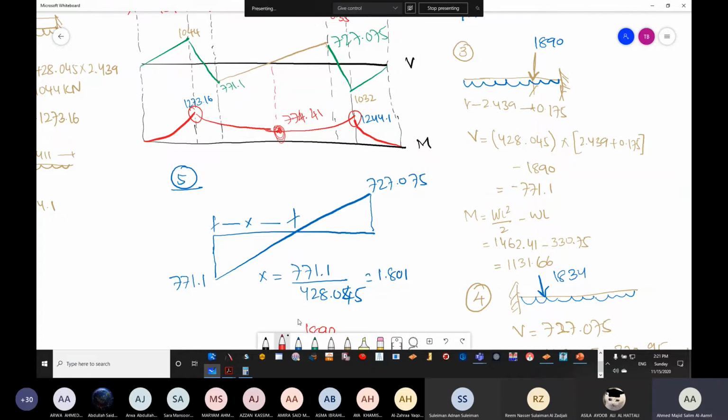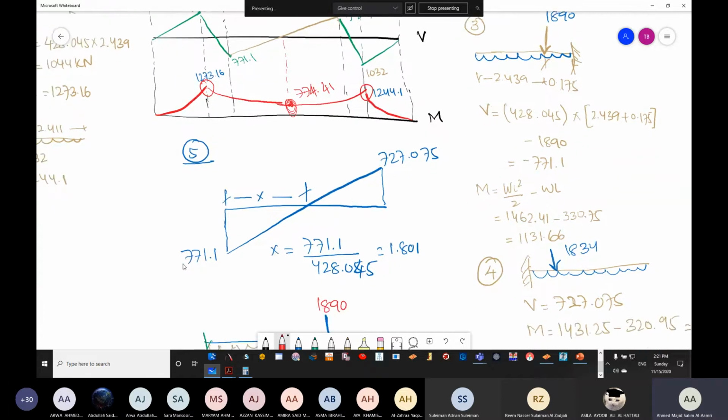way around, 771 is in kilonewton, 428.045 is in kilonewton per meter. So this is my UDL. This is my point load now. I want to get the distance, so you just divide them to get the distance.